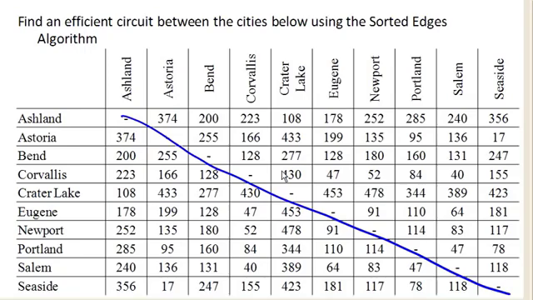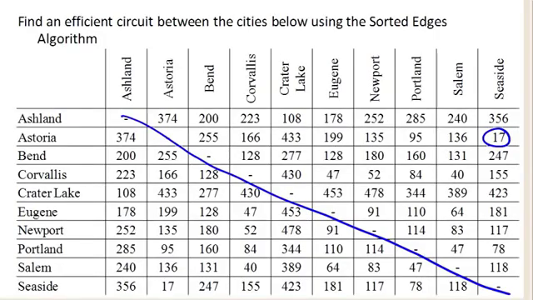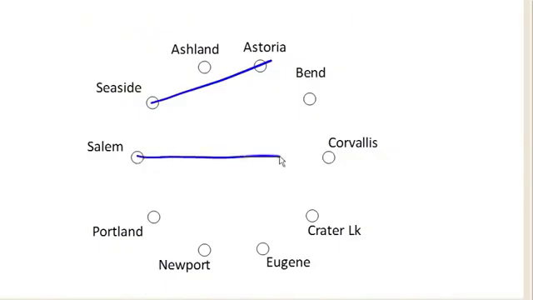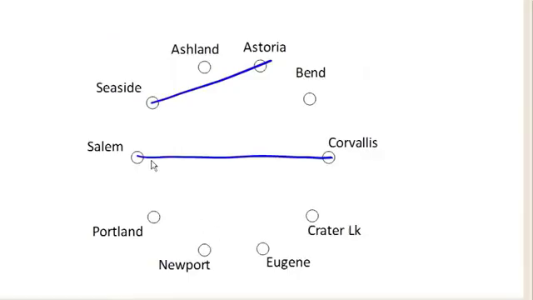So I start with my cheapest edge, which is Seaside to Astoria, and so we'll go ahead and connect Seaside to Astoria. And then we'll come back and say my next cheapest is Salem to Corvallis. And my next cheapest are Portland to Salem and Corvallis to Eugene. So we'll go ahead and add Portland to Salem and Corvallis to Eugene, both of which were okay to add here.